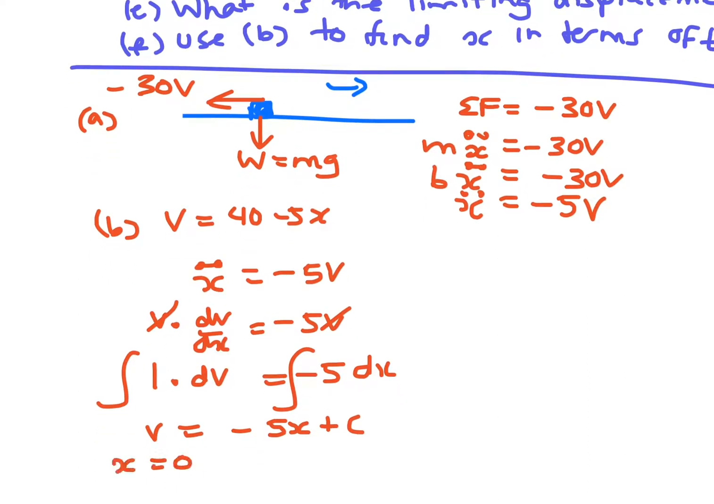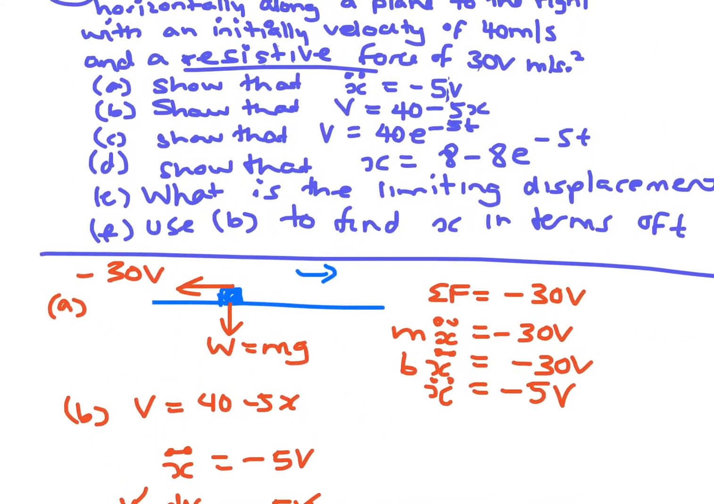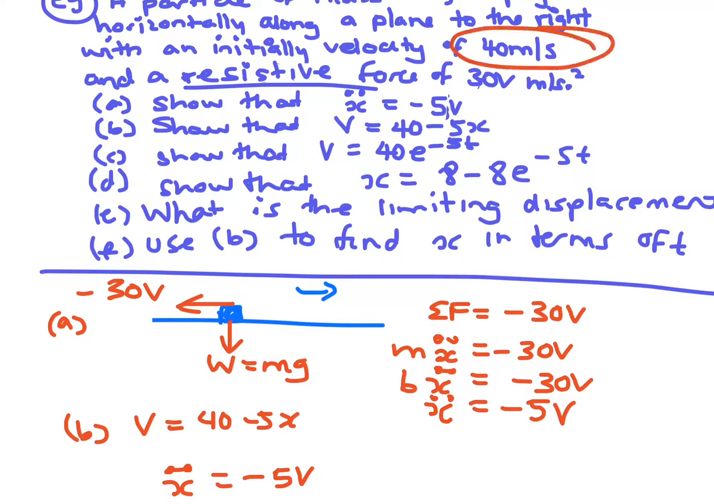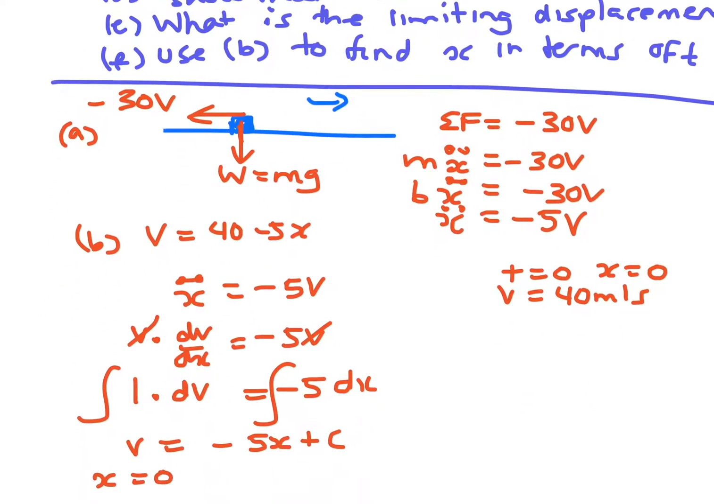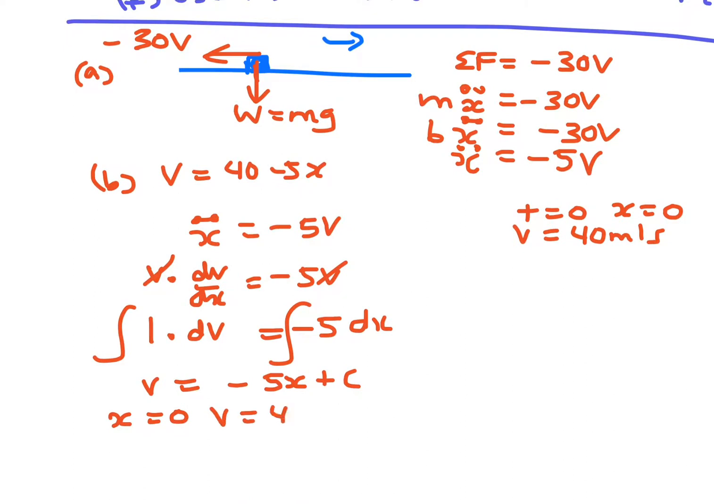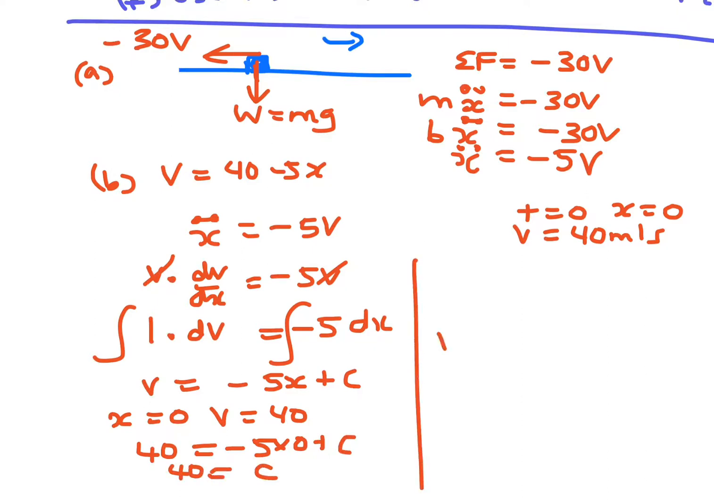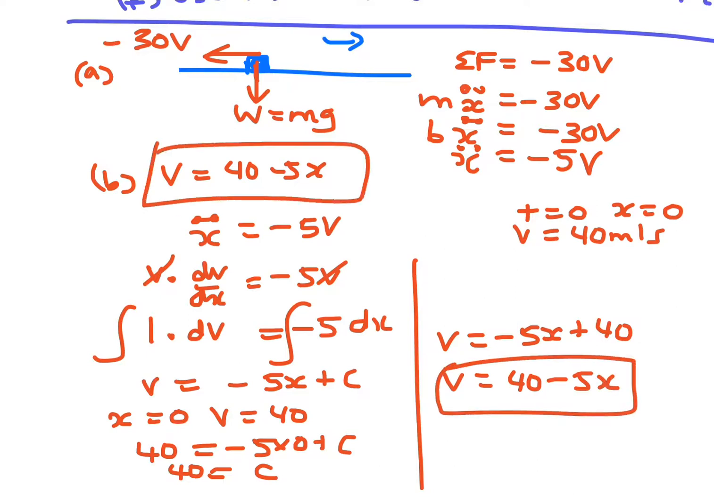Now, initially, x will be 0. And the starting velocity, if we go back up to the question, is 40 meters per second. So time is 0, x is 0, because it has to start at some point, and v is 40 meters per second, so it's travelling to the right. Let's put that in: 40 is minus 5 times 0 plus c. So c will equal 40, which means v equals minus 5x plus 40. So v equals 40 minus 5x as required.